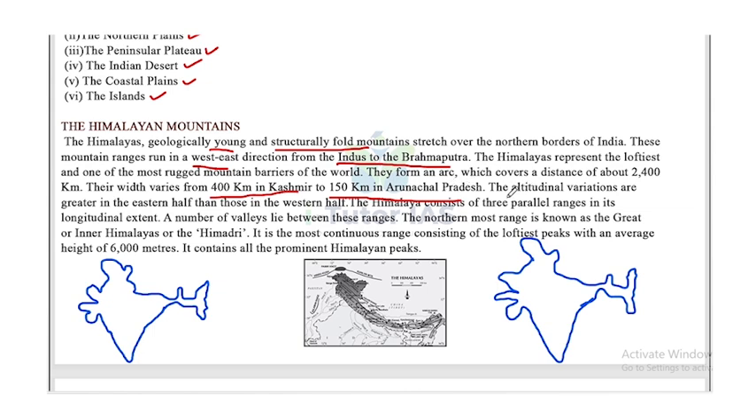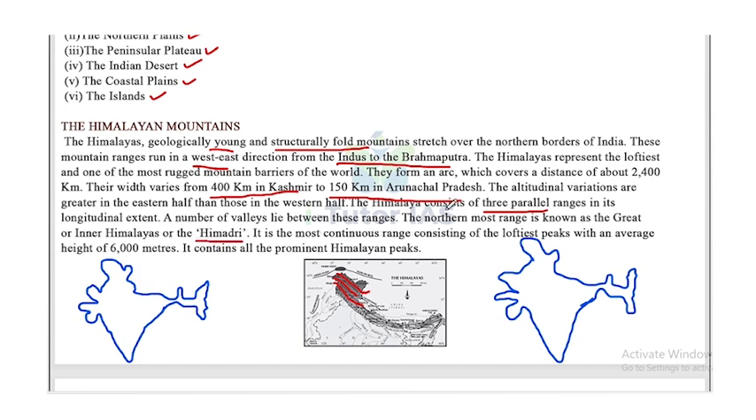Now, the altitudinal variations are greater in the eastern half than those in the western half. The Himalaya consists of 3 parallel ranges. Look at this picture, you can see the 3 parallel ranges. This is the first one, then this is the second, and this is the final. A number of valleys lie between these ranges. The northernmost range is known as the Great or Inner Himalaya or the Himadri.